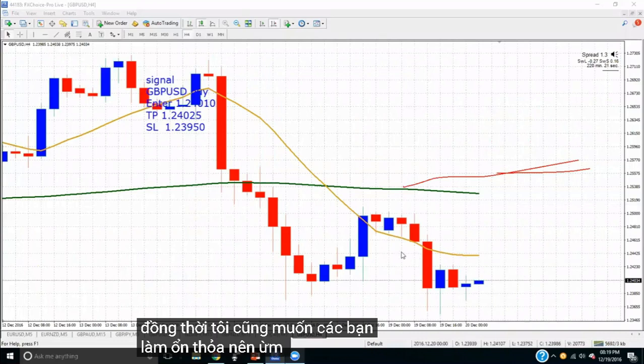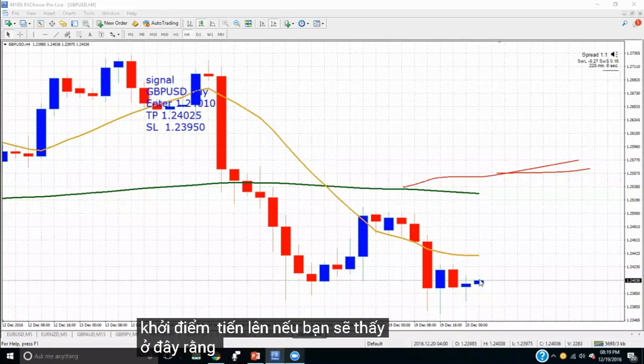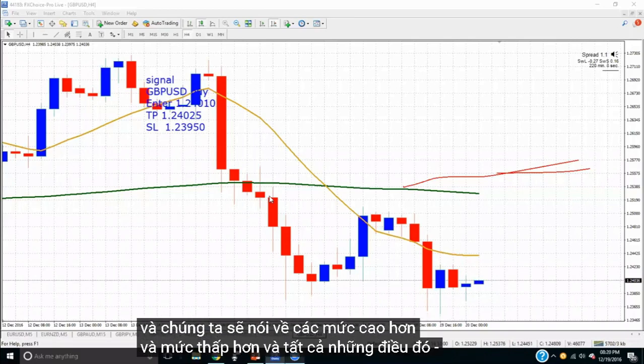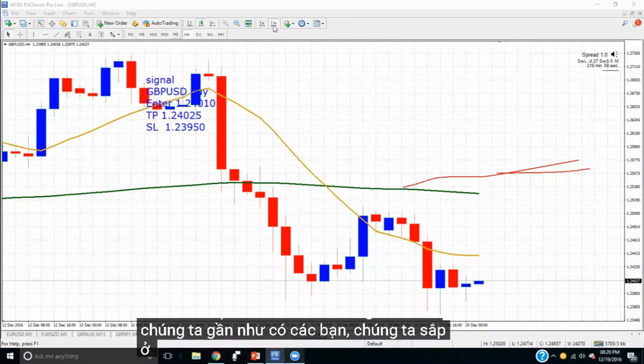All right. So it looks like in the last 4 hours or the last 8 hours, the price is starting to move up. If you'll see here, this is moving up a little bit. And we're going to talk about higher highs and lower lows and all of that too. We're almost there, guys. We're almost there.